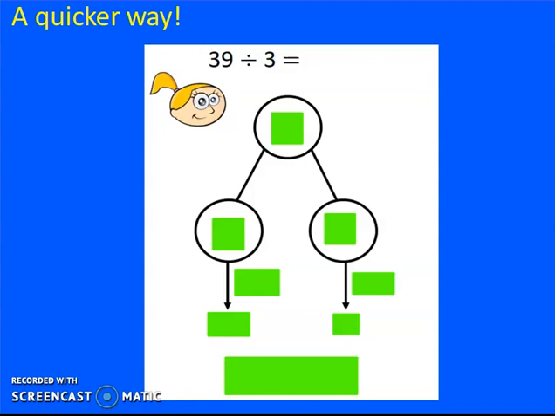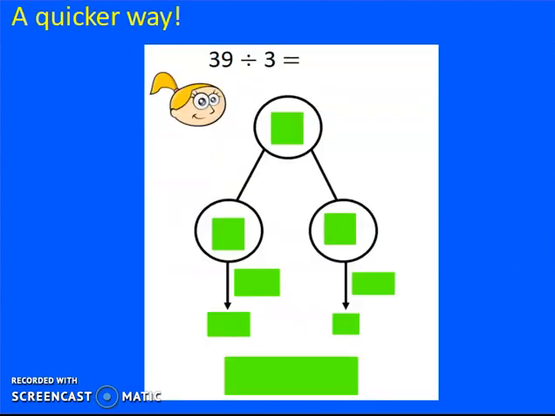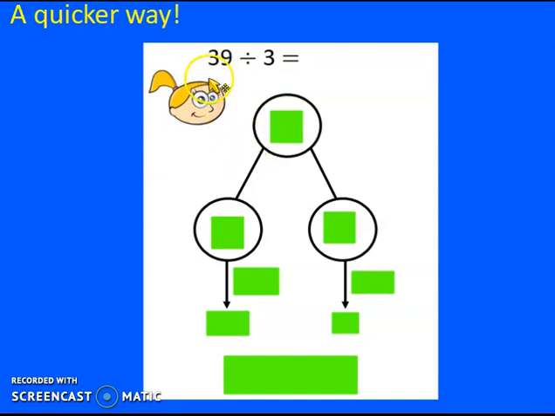So we've just been looking at how we can divide two-digit numbers by one-digit numbers. And we tried this way with the counters and it takes quite a while, so I'm going to show you a quicker way that we can do this. So we want to find out what 39 divided by 3 equals. So we can use our part-whole partitioning method to help us.